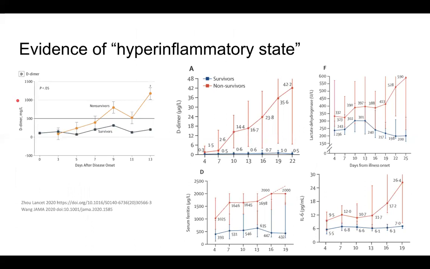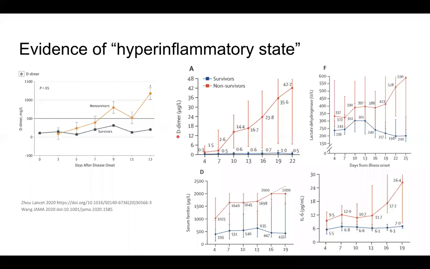So from a few of the studies, it was possible to see how the laboratory markers, in particular for describing this hyperinflammatory state, really separate between those who have severe presentations or those who are non-survivors and those who are survivors. So here on the left-hand side, you can see, from one of the studies, how D-dimer really seems to elevate and separate in non-survivors compared to survivors. And again, the rise really starting in that 5 to 7 day period as you're entering that second phase of the illness.